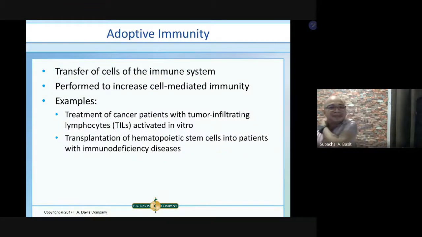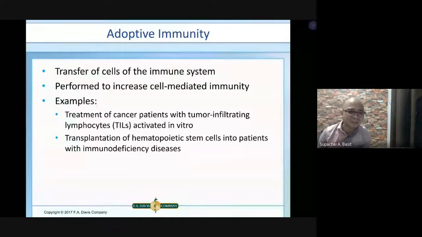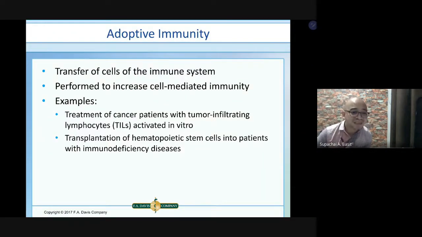And lastly, we have the adaptive immunity. So adaptive immunity, like what I told you, it is related to transplantation. But it is a transfer of cells of the immune system. It is performed to increase cell-mediated immunity. So for example, it is being used for the treatment of cancer patients with tumor infiltrating lymphocytes activated in vitro, or transplantation of hematopoietic stem cells in patients with immunodeficiency diseases. Okay, so I know that my lecture is not complete, so that's why I'm encouraging you to read the book.